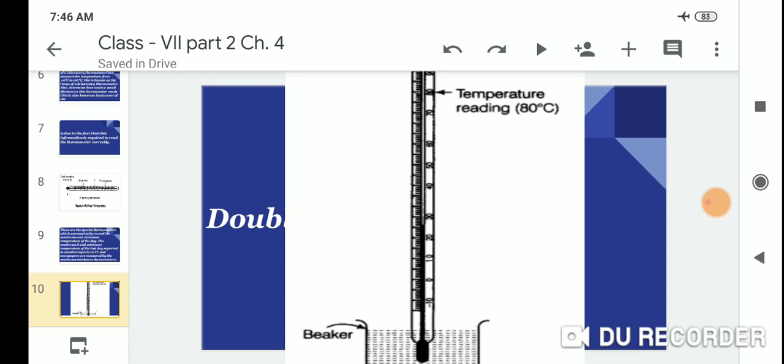So look at this picture. The thermometer is reading 80 degrees Celsius in a beaker.